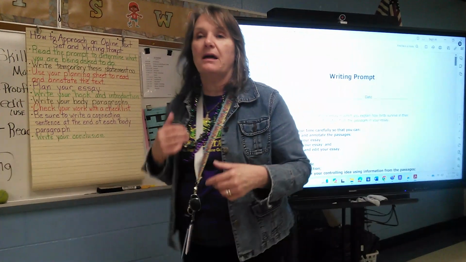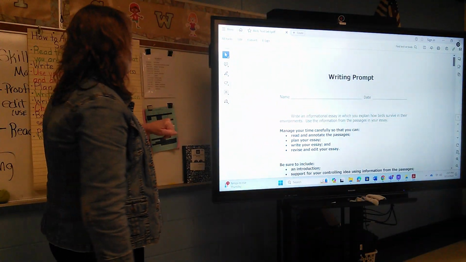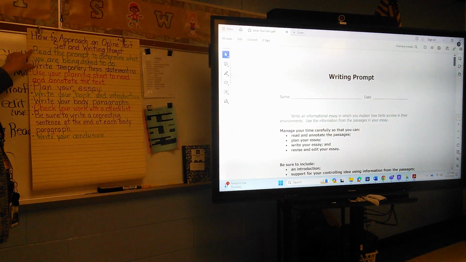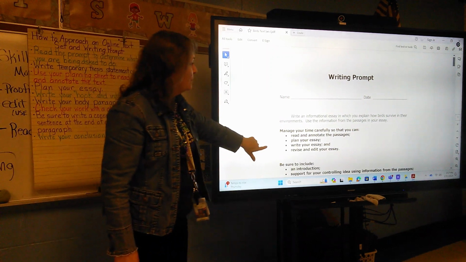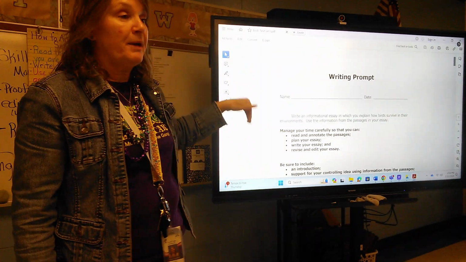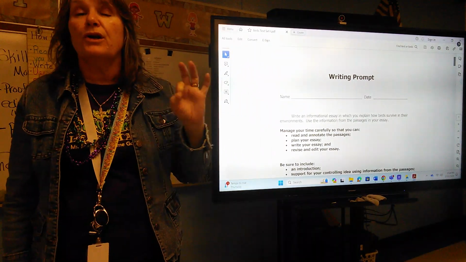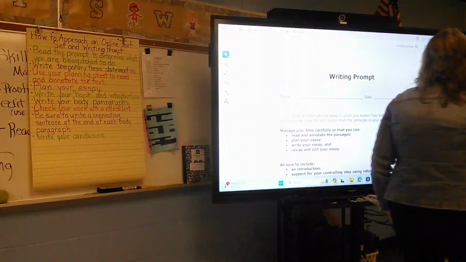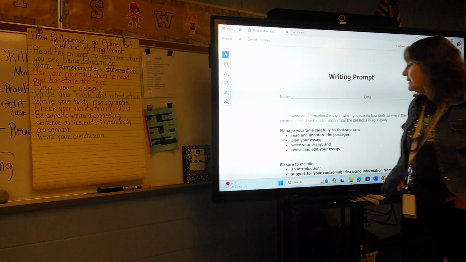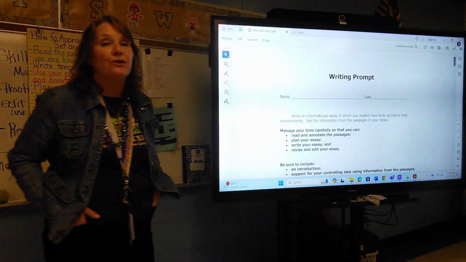And everybody can see it up here. You don't necessarily need to look at it on your screen unless you're far away. Remember, on our chart, we want to read the prompt to determine what we're being asked to do. So we go directly to the prompt, no matter where it is. Remember, sometimes it's right on the first page, sometimes it's after the text, but we always want to go straight to the writing prompt first and read what they're asking us to do. So it says to write an informational essay. We also know that as an expository essay, in which you explain how birds survive in their environments. Use information from the passages in your essay.